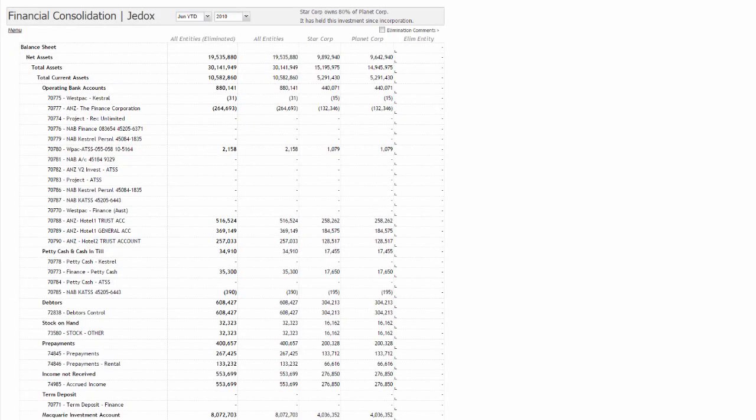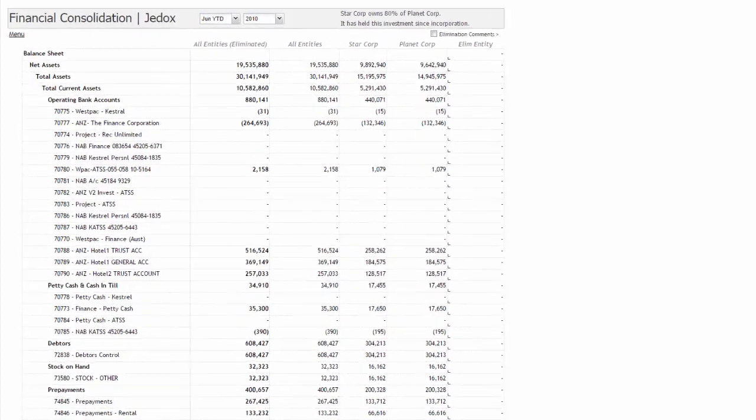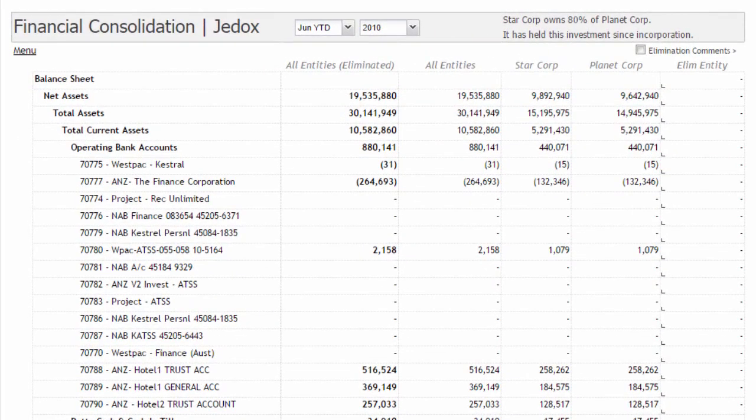First step is to review our consolidated financial balance sheet for our group. Our particular group has two distinct entities. We have Star Corporation and Planet Corporation. Star Corp, being the parent, owns 80% of Planet Corporation, and importantly, it has held its investments since incorporation.